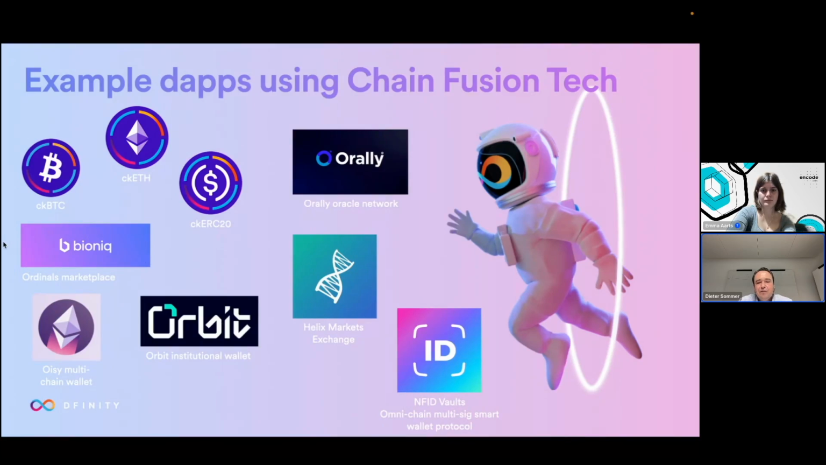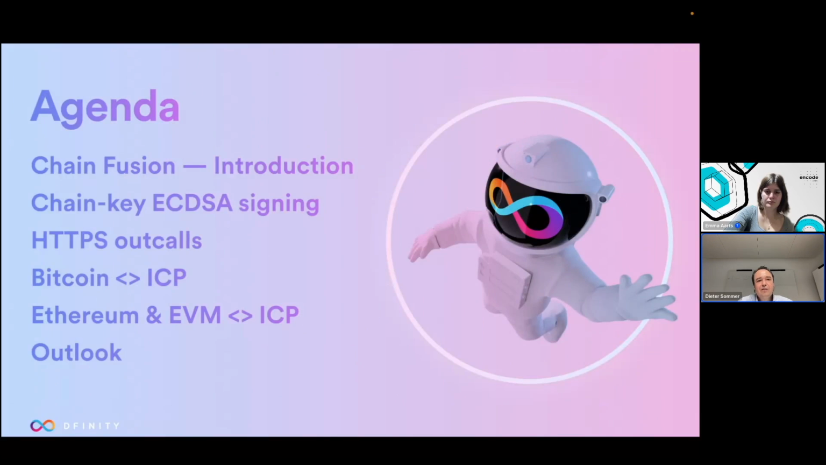It will benefit also from the Schnorr scheme that's coming up and from the Bitcoin block headers that will be available on chain. Then the Orally Oracle network builds heavily on chain fusion tech. Helix market does so. It's one of the biggest users of threshold signatures. And then there's NFID vaults, an omni-chain multi-sig smart wallet protocol, which is also building on chain fusion technology. And there are probably many more. I just picked some examples that are around. And this is also what I would like to conclude with.